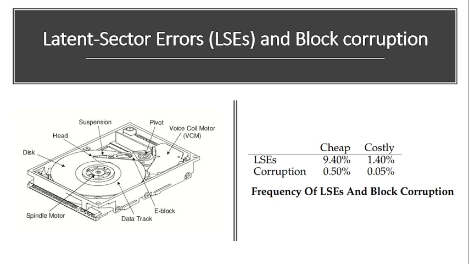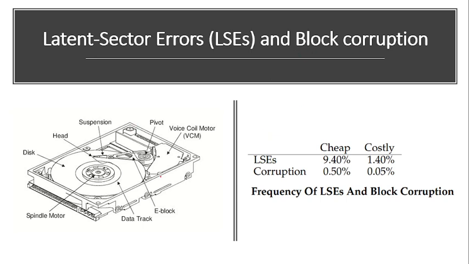Then we come to latent sector errors. The errors related to data security, data integrity, or data protection are mainly of two kinds: latent sector errors, that is LSE, and block corruption.